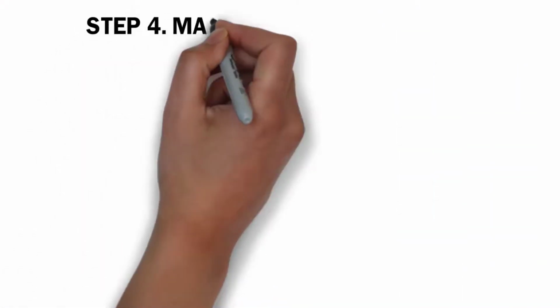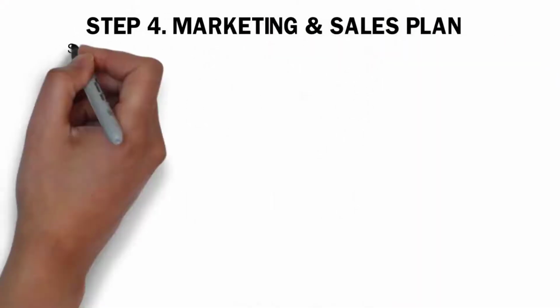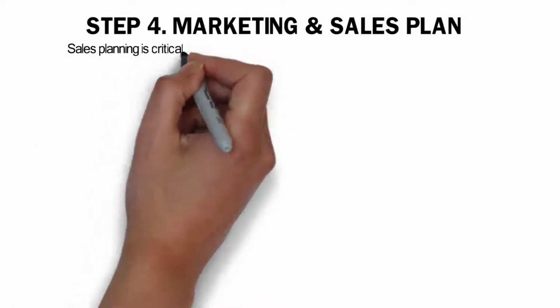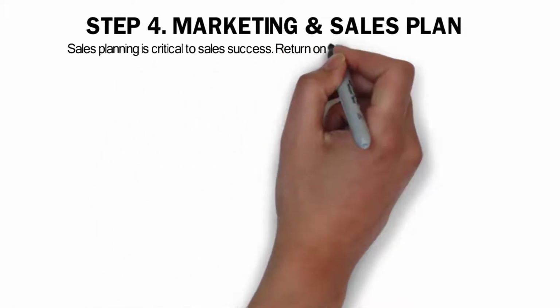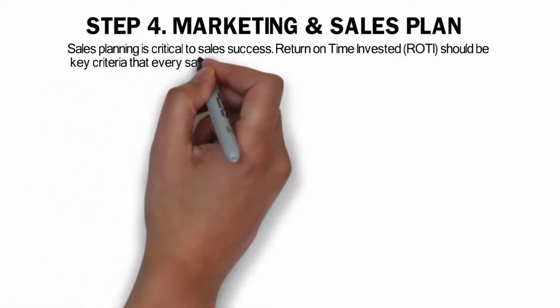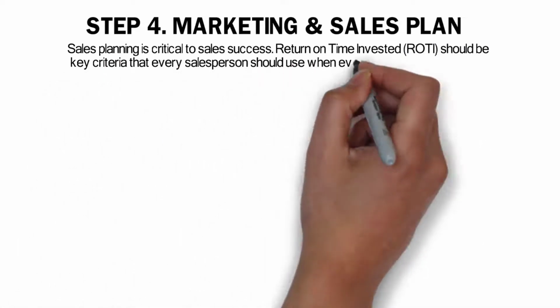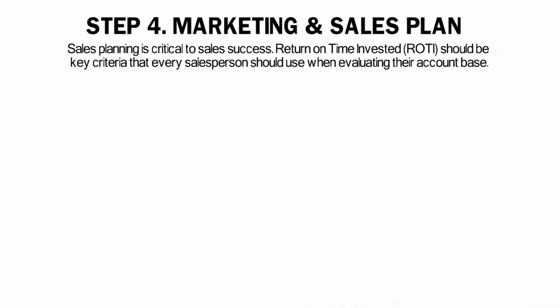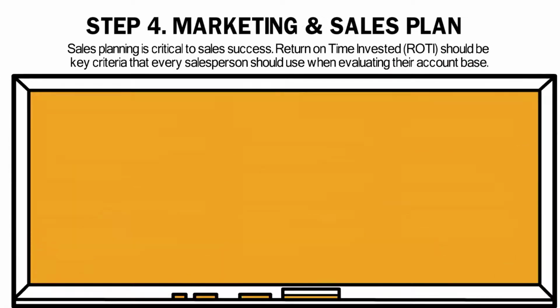Step 4. Marketing and sales plan. Sales planning is critical to sales success. Return on time invested, or ROTI, should be key criteria that every salesperson should use when evaluating their account base. To write marketing and sales plan, you have to focus on 4 things.